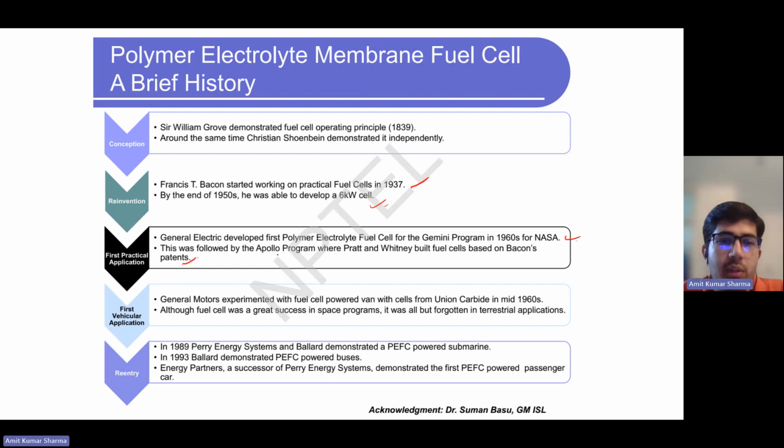General Motors experimented with a fuel cell powered van with cells from Union Carbide in the mid 1960s. Although the fuel cell was a great success in the space program, it was all but forgotten in terrestrial applications. In 1989, Perry Energy Systems and Ballard demonstrated a PEFC powered submarine. In 1993, Ballard demonstrated PEFC powered buses. Energy Partners, a successor of Perry Energy Systems, demonstrated the first PEFC powered passenger car. So this is the re-entry of the fuel cell in the market.